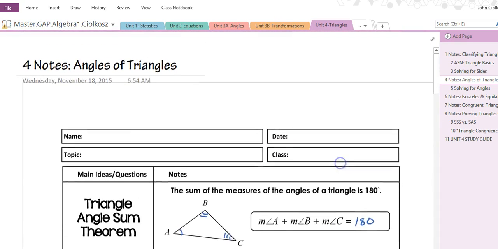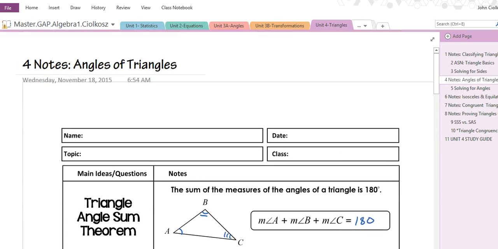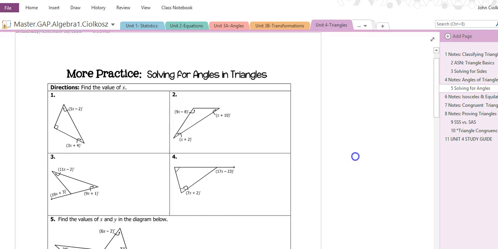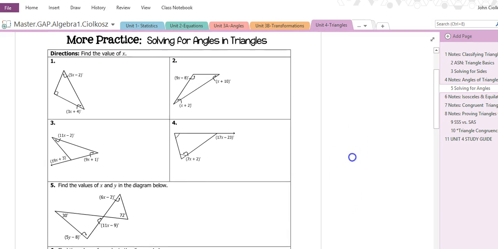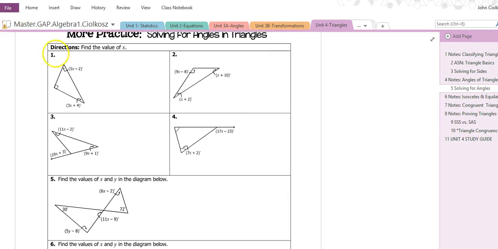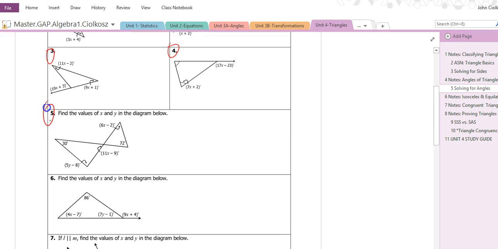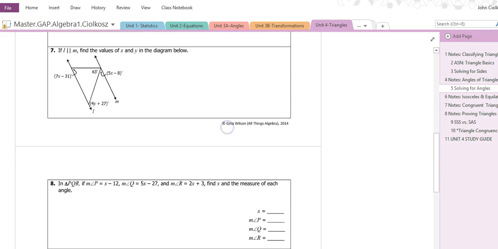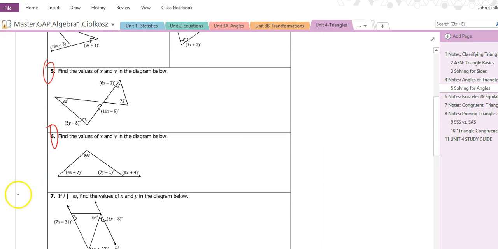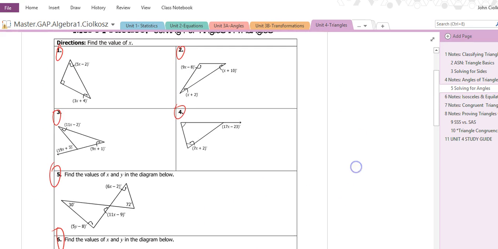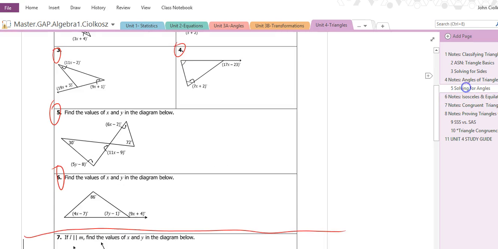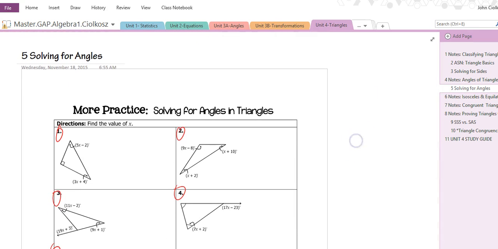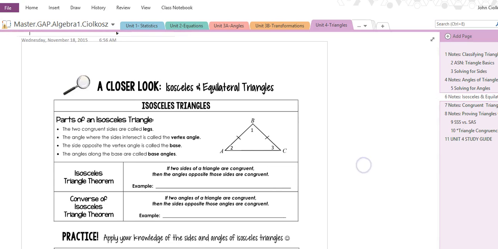Once you guys have gotten through that, we're going to finish up all the problems on here. Then go to 5, and you're going to complete these problems as well. For this one, let's work on 1 through 4, 5, 6, and we'll leave it there. So just working on problems 1 through 6. Once we've finished up with 5, numbers 1 through 6, you're moving on to 6 for some more notes.